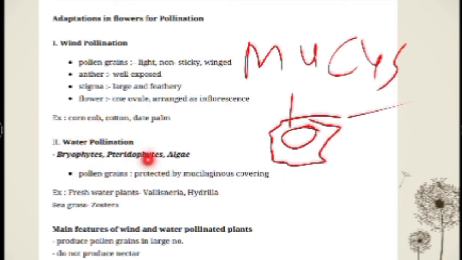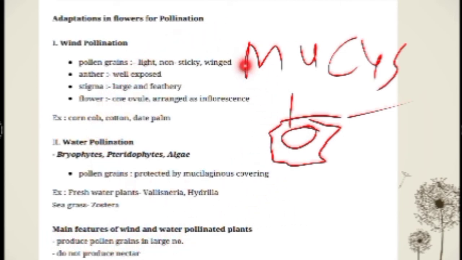Okay, for example, pteridophytes, algae, and bryophytes show water pollination. Freshwater plants, for example hydrilla and vallisneria, show water pollination, and in sea grass, for example zostera, you will see water pollination occurring. And the main feature of wind and water pollination is that they produce pollen grains in large number.